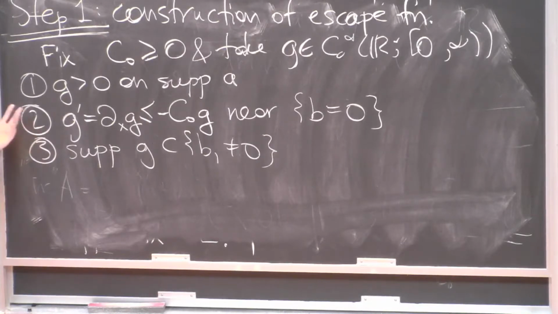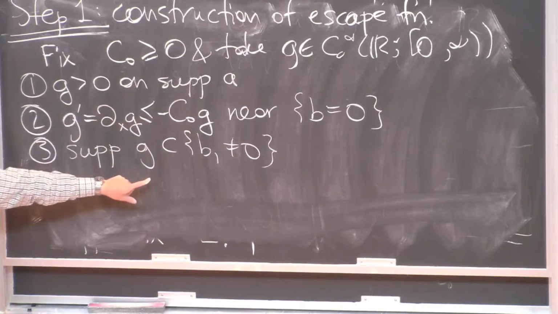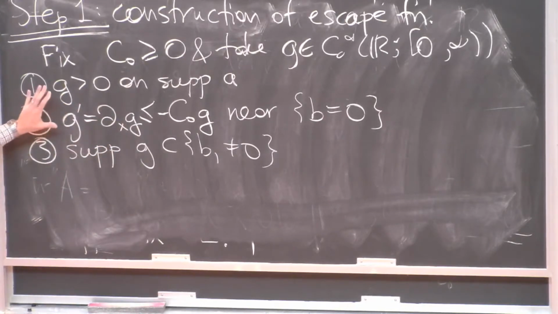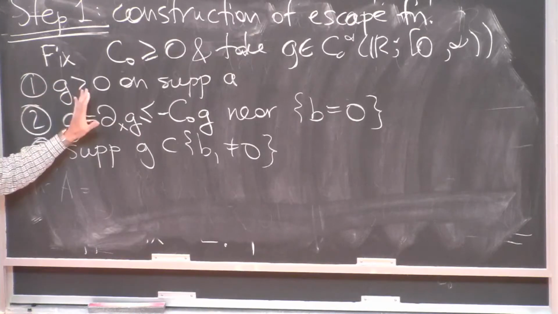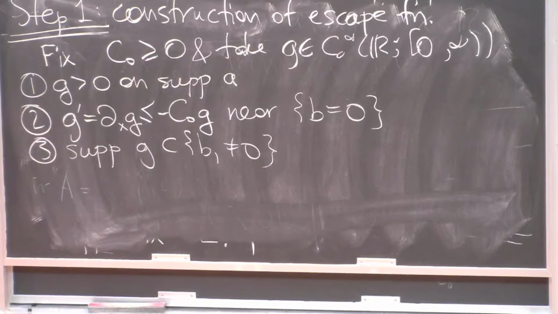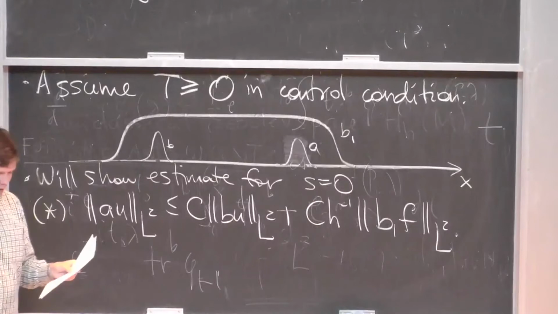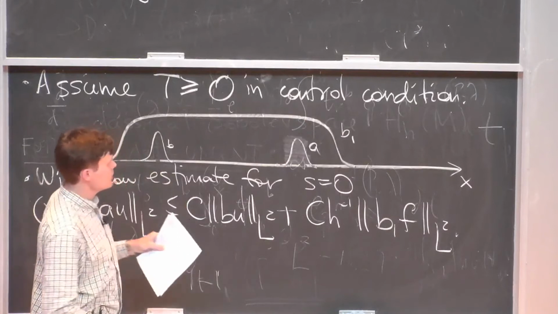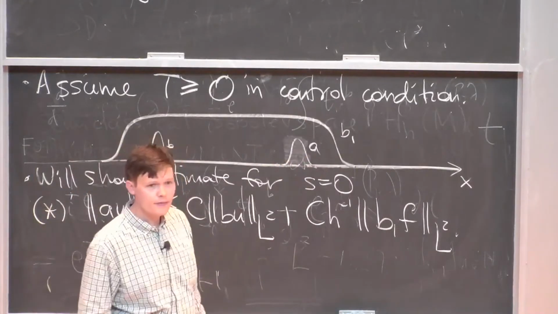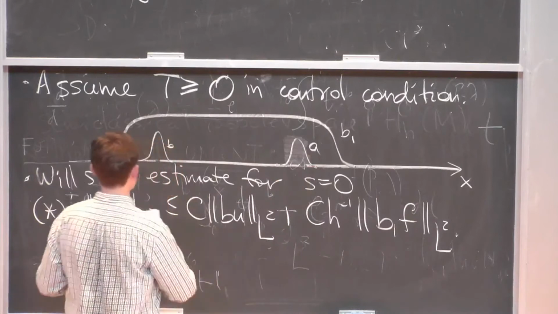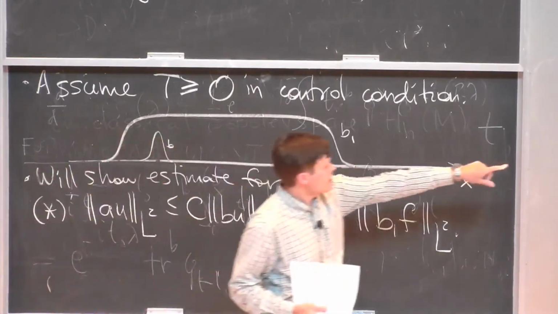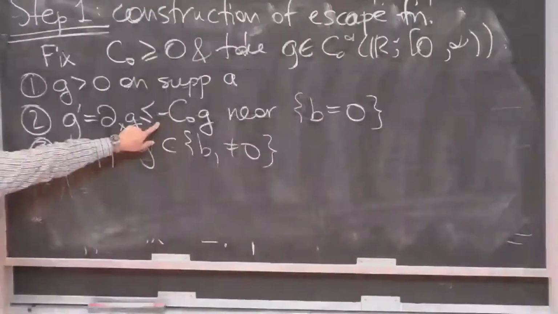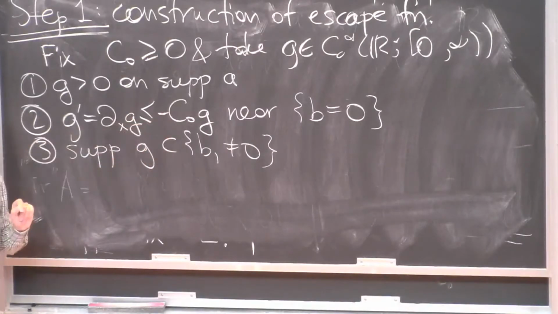And the existence of this escape function, you see the conditions involve all of A, B, and B1, is basically equivalent to the control condition. So how do you construct a function like this on this graph? Well, I'll try to do it by picture. It's always a little bit difficult. My drawing is not very good. But what we want is a function that should be non-negative. It shouldn't be identically zero. And it should be sufficiently decreasing, except where B is not equal to zero.